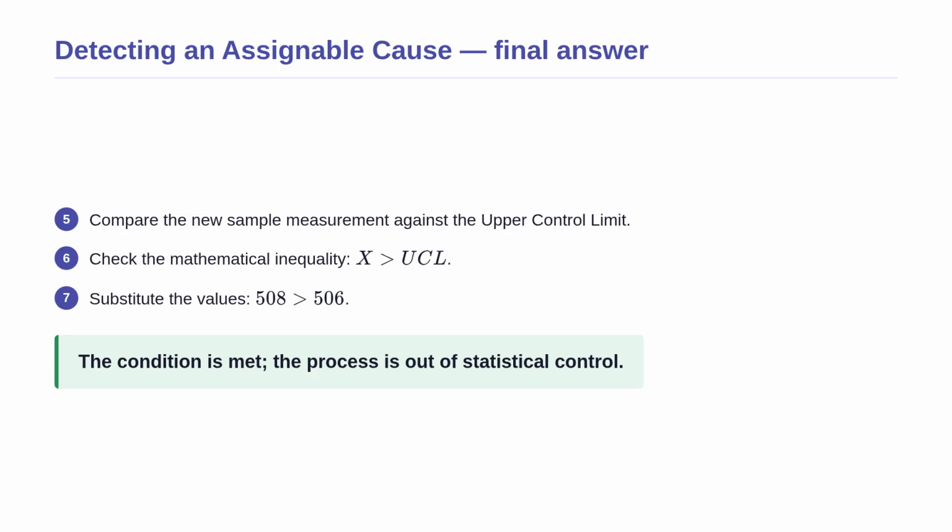Physically, this tells the factory manager that a specific assignable cause, like a stuck dispensing valve, has occurred and they must immediately stop production to fix it.